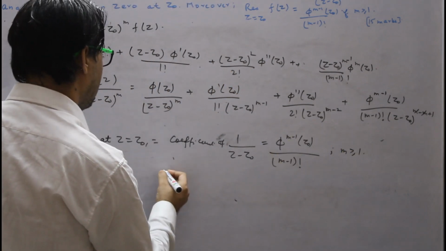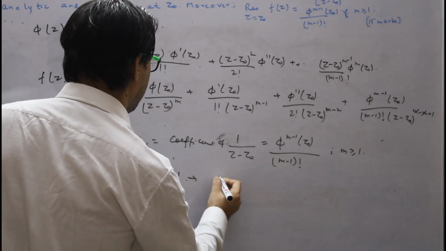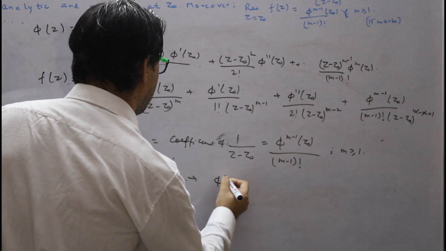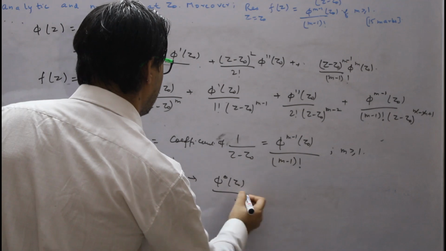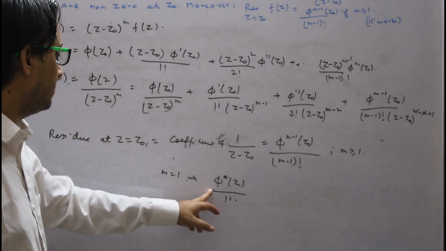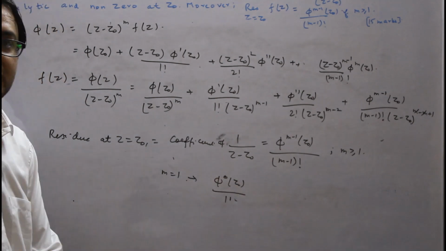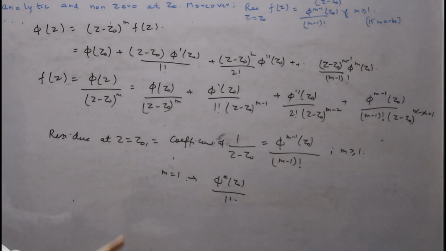and to prove it we can check it for m equal to 1. So for m equal to 1, it is going to be phi of z naught divided by 1. So effectively we just have to put the value of that function at the point z naught. So we have proved our claim. This is the theorem, and we can do it like this.